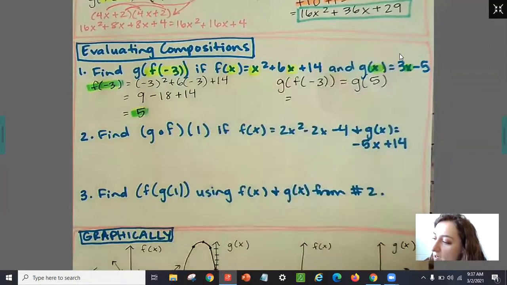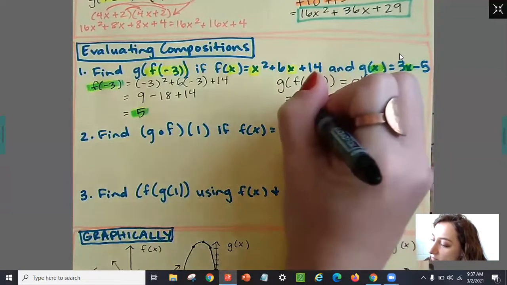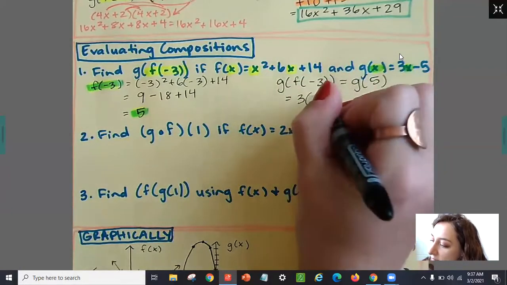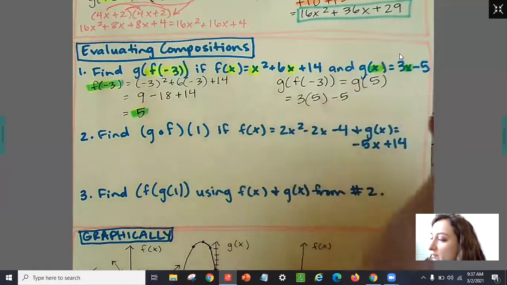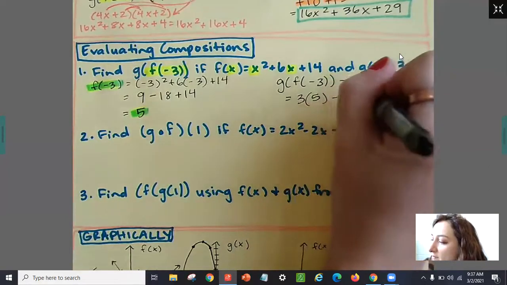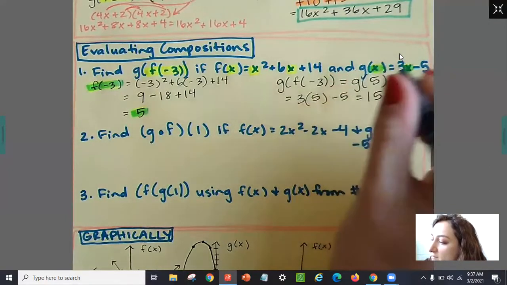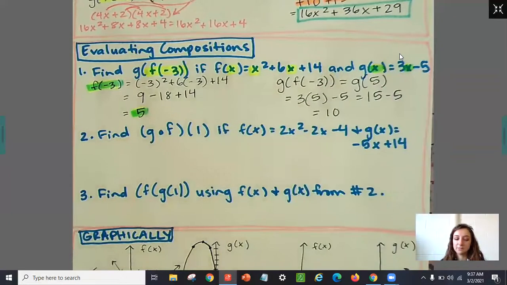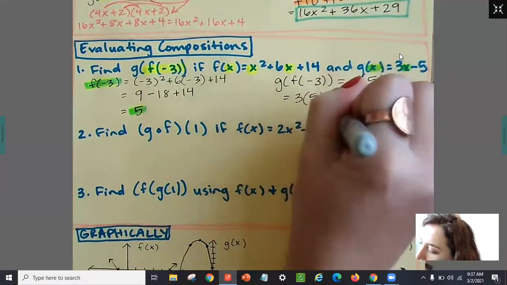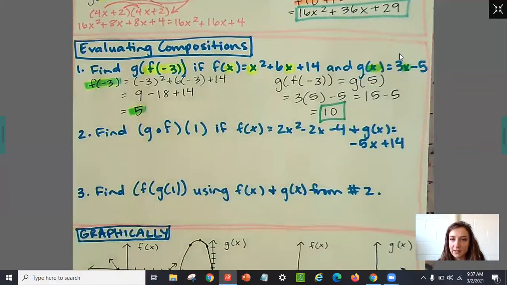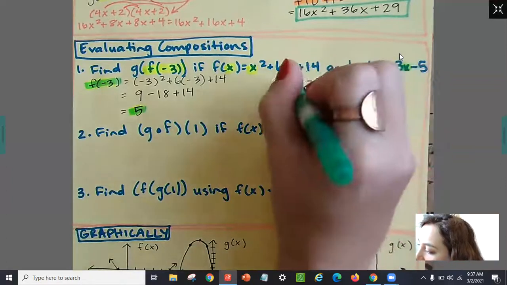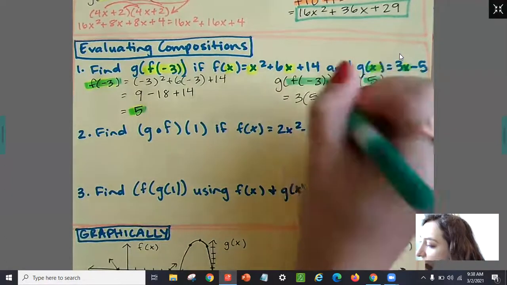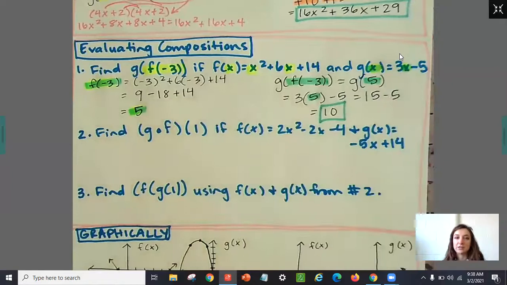And now we can plug in. So we're going to do 3 times 5 minus 5. 3 times 5 is 15, so we're going to do 15 minus 5. So that's going to give us our final answer of positive 10. Okay, so let's just do some highlighting again. f of -3 is 5, so we plugged in 5 for x in g of x.